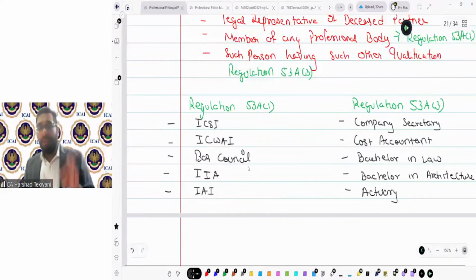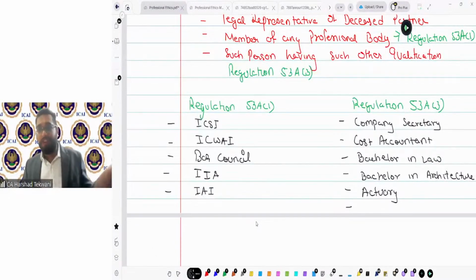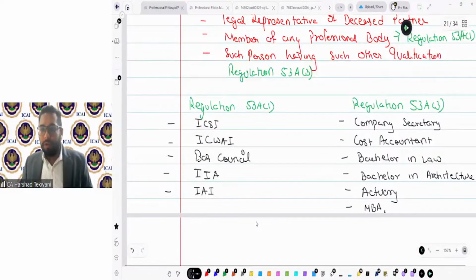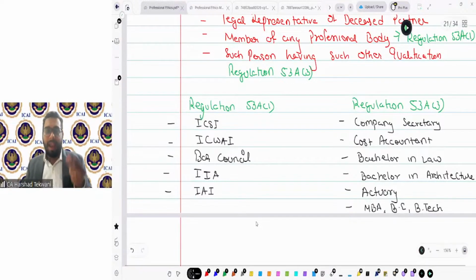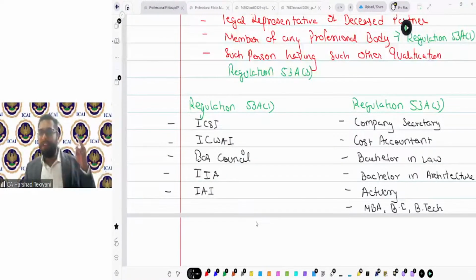Other than this, there are a few more which are covered in regulation 53A3. These are additional, whose professional bodies are not there, generally because they don't have a professional body. For example, MBA, Bachelors of Engineering, and BTech, Bachelors of Technology. These three are additional for which they don't have a professional body. That is fine. But MBA, Bachelors of Engineering, and BTech are covered by 53A3, the additional one.